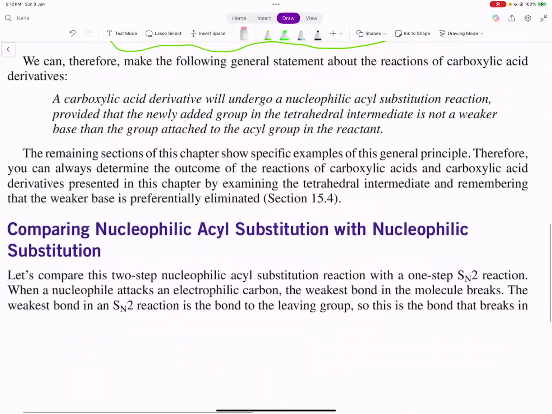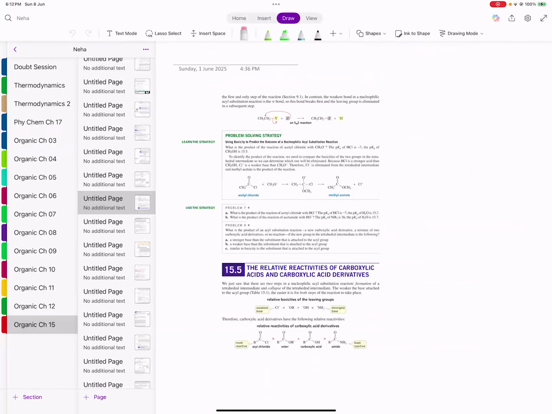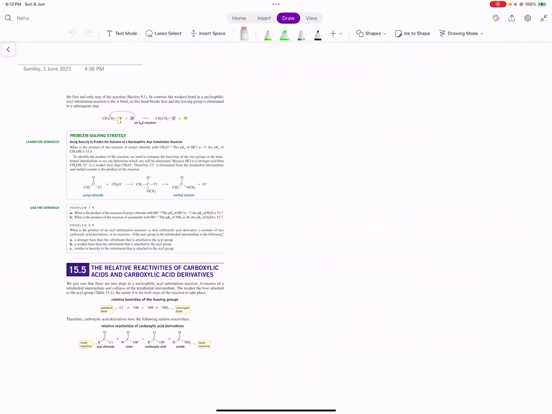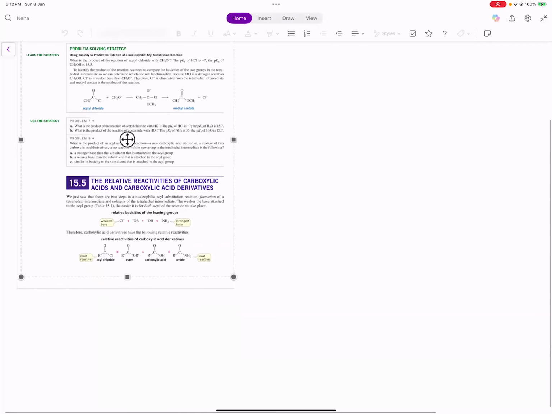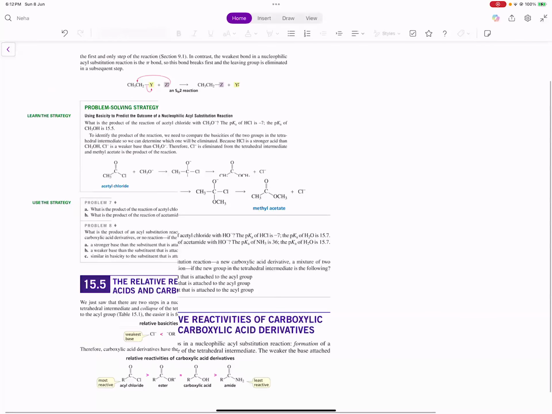Got it. And now let us compare nucleophilic acyl substitution with nucleophilic substitution. What are we going to learn here? When we compare these, see what is going to happen.